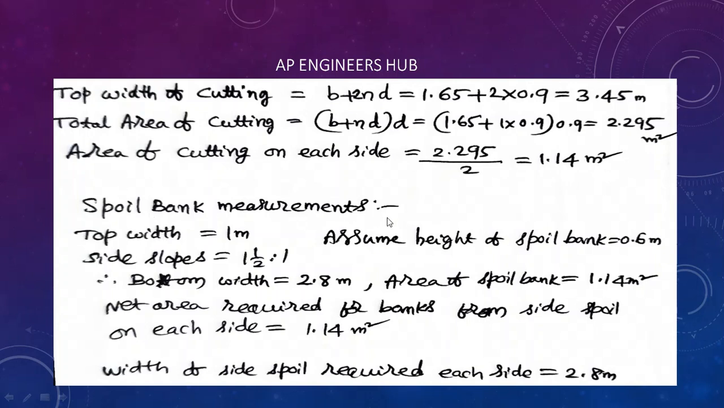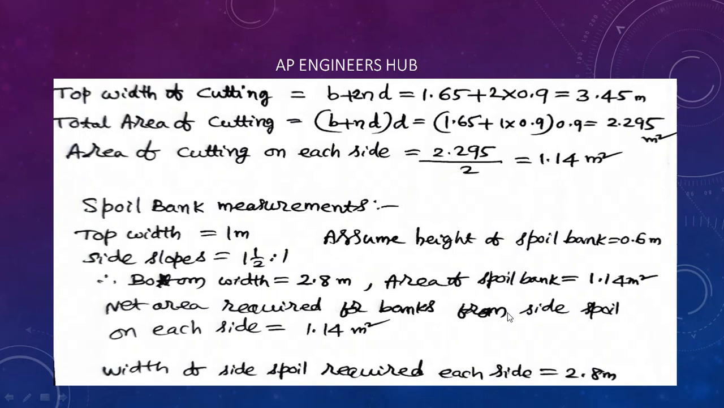Spoil bank measurements. Top width of spoil bank is 1 meter. Side slopes are 1.5:1. Assume height of spoil bank is equal to 0.6 meters. Therefore, bottom width is equal to 2.8 meters. We have to assume the height of spoil bank to get the required area on trial and error basis. Area of spoil bank is equal to 1.14 square meters. It is equal to this area.